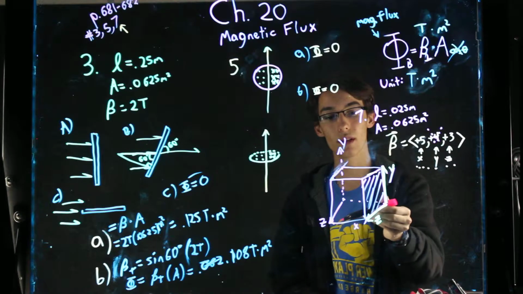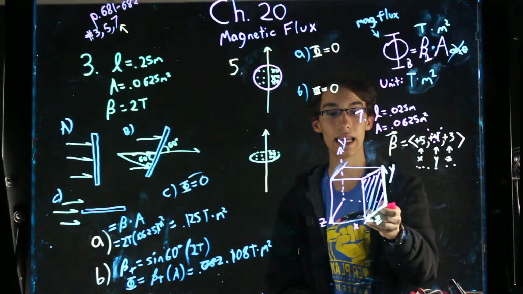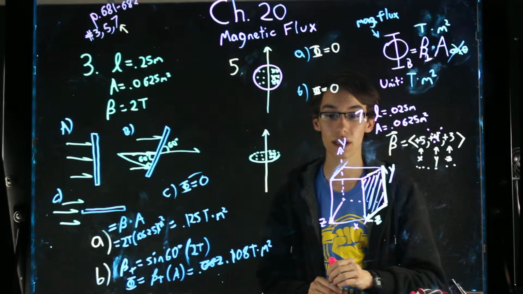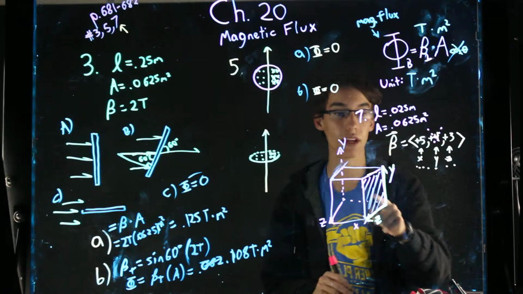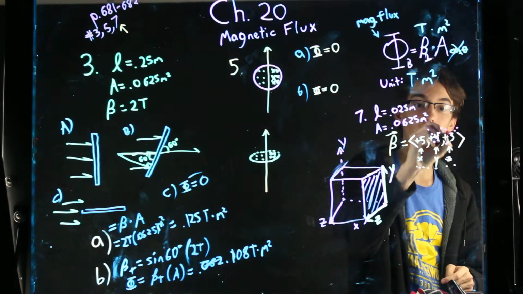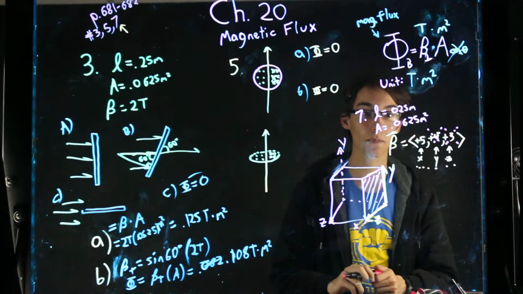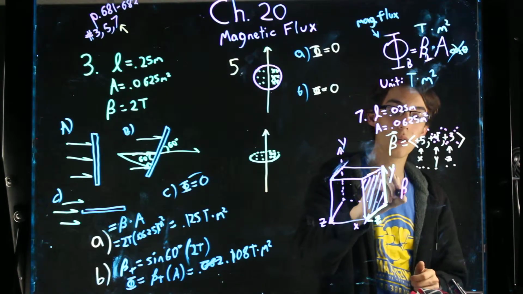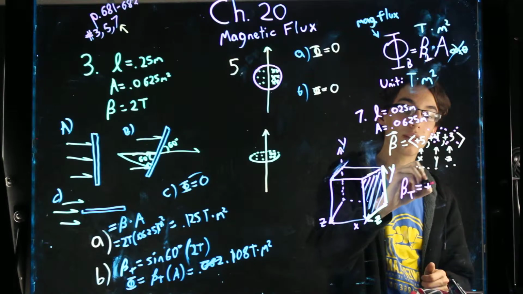Here's our z component. Because our face is in the yz plane, the z component of the magnetic field is parallel to our face. And so the z component is meaningless. That means that our B perpendicular is equal to plus 5 teslas.